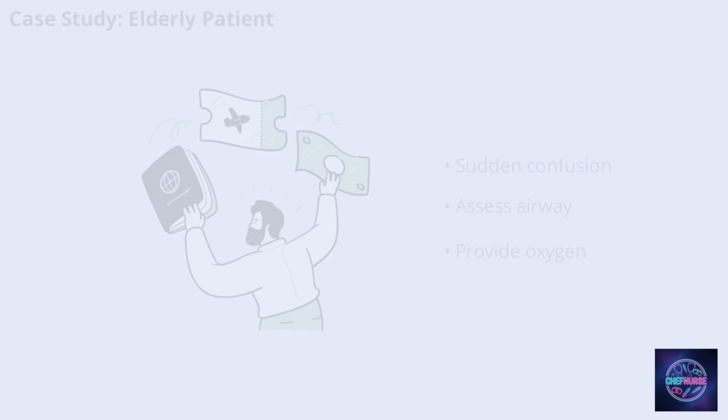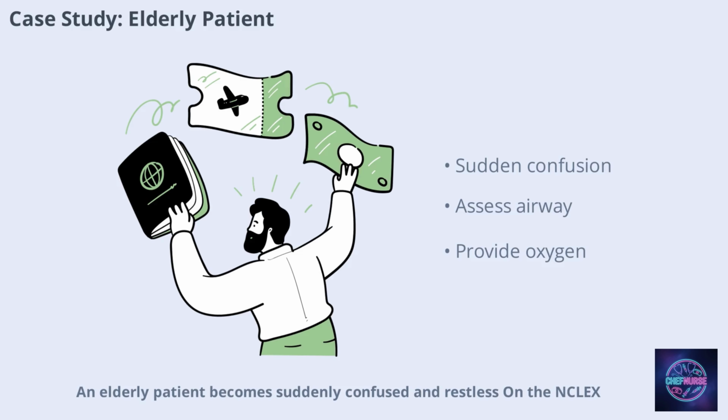An elderly patient becomes suddenly confused and restless. On the NCLEX, consider hypoxia as a possible cause. Your priority is to assess their airway and breathing, provide supplemental oxygen if needed, and monitor their response. Early intervention can prevent further deterioration.